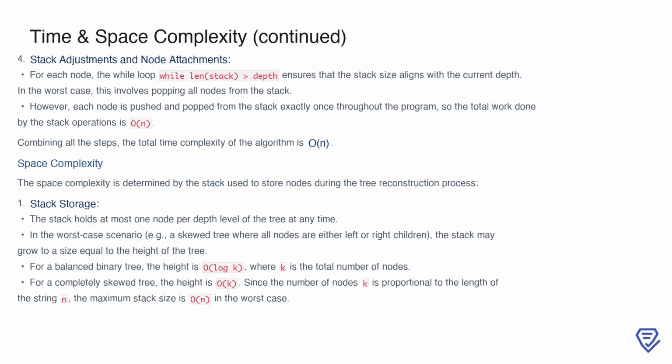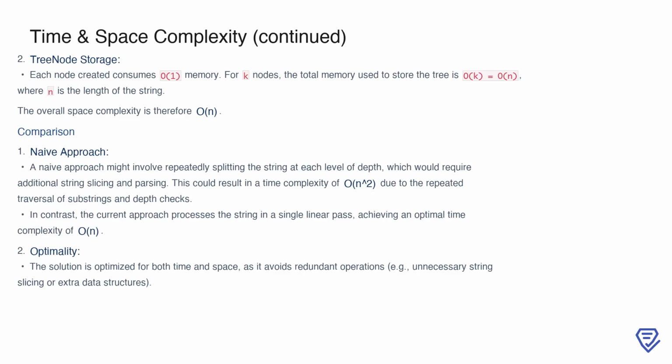Shifting our focus to space complexity, the primary contributor here is the stack used to store nodes during tree reconstruction. The stack size depends on the depth of the tree. In the best-case scenario, such as a balanced binary tree, the depth, and thus the stack size, is proportional to the logarithm of the number of nodes, or O(log k). In the worst case, such as a completely skewed tree, the depth equals the total number of nodes, leading to a stack size of O(k). Since the number of nodes k is directly related to the string length n, the maximum stack size in the worst case is O(n).